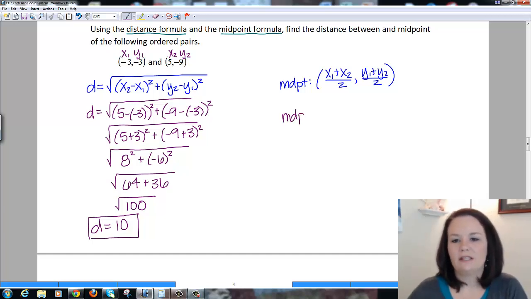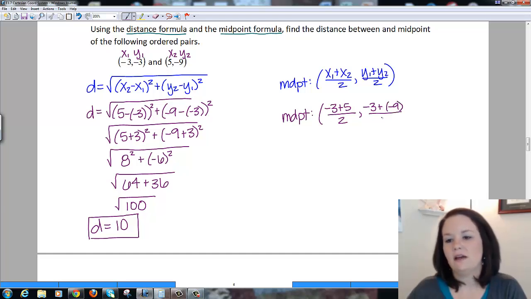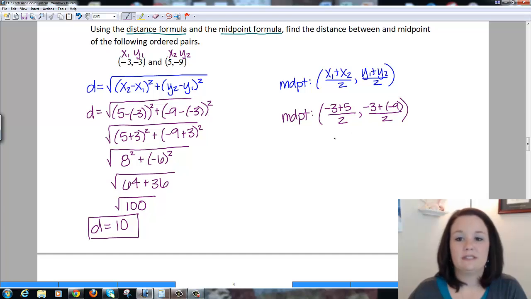To find our midpoint, we do our first x value, which is -3, plus our second x value, which is 5, divided by 2 to find the middle point. And then same thing with our y's. First y is -3, plus our second y, which is -9, and then divide it by 2. Now all I do is simplify. So -3 and 5 is +2 divided by 2. -3 plus -9 gives me -12 divided by 2. So when I simplify, I get the point 1, -6 as my midpoint. Okay.